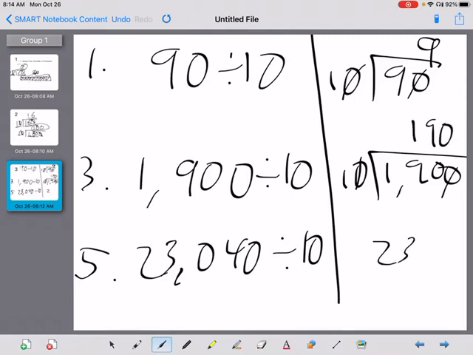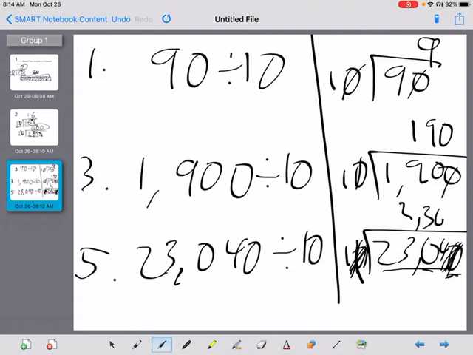Last one, 23,040. Well, this 0 cancels out the last 0. One thing you can't confuse here, it does not just cancel out any 0. It has to be one of the last zeros. So if there was no 0 here, it's not like you can just say, hey, I'm going to cancel out this 0 here. It has to be the last one. So 10 goes into 23,040. Well, this 0 is gone, this 0 is gone. The only thing you have left is 2,304. That's what you get, 2,304.